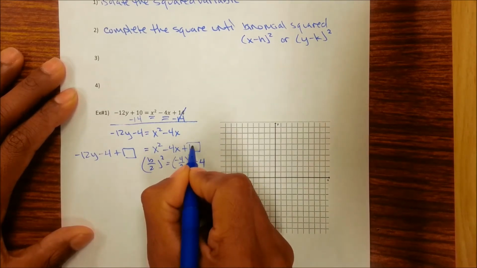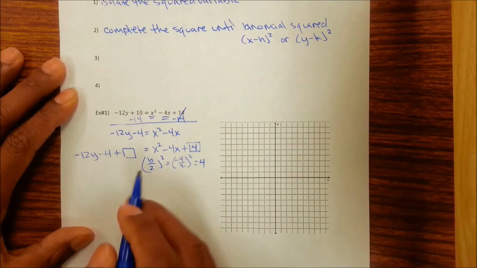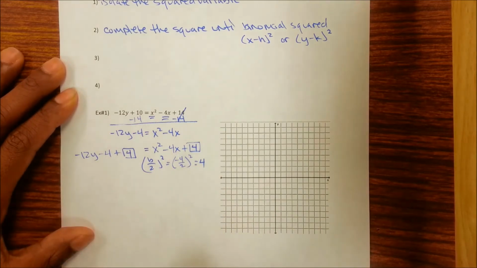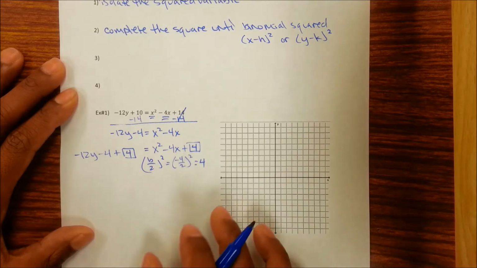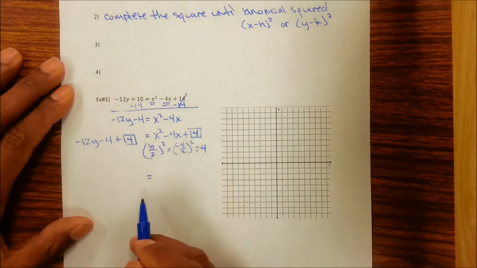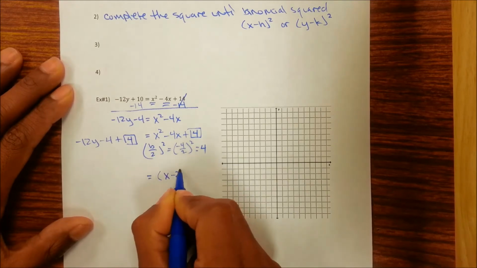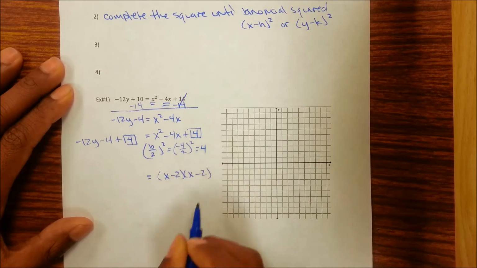So positive 4 is going to be my special number on the right. Because I don't have to multiply it to anything on the left, it's also going to be a positive 4. So here is our completing the square process so far. Now, right-hand side, we could factor that. We could factor the right-hand side into x minus 2, x minus 2.